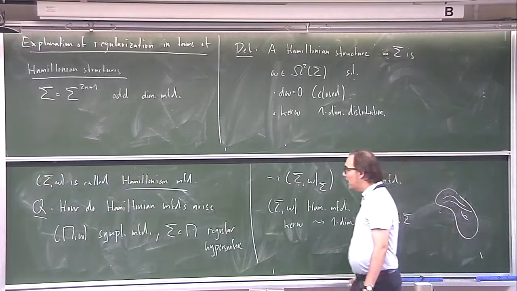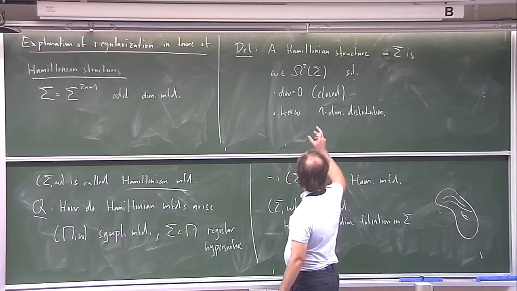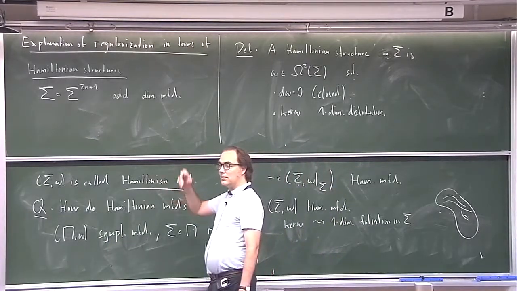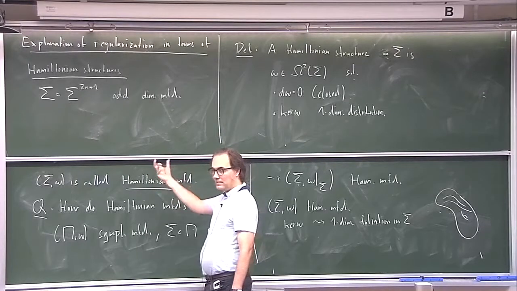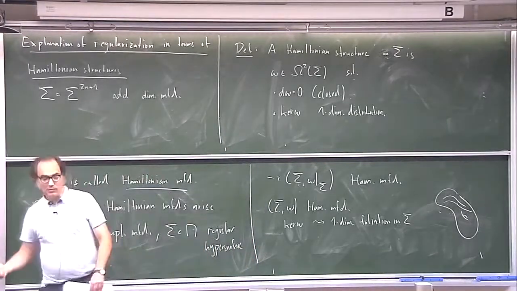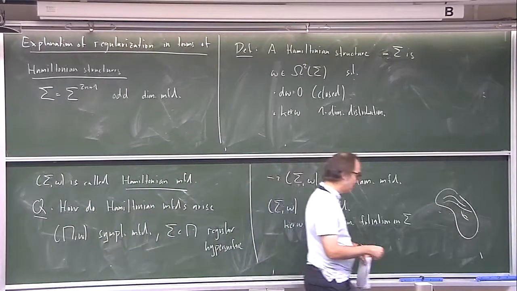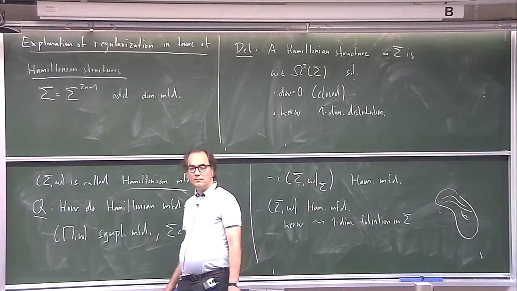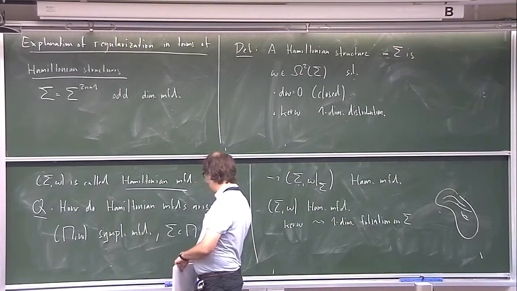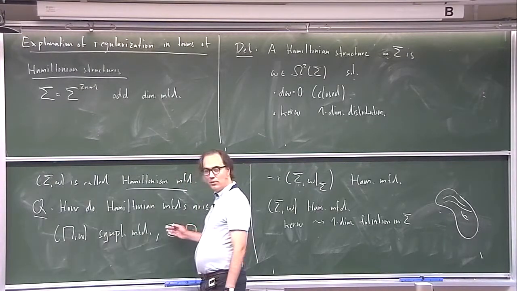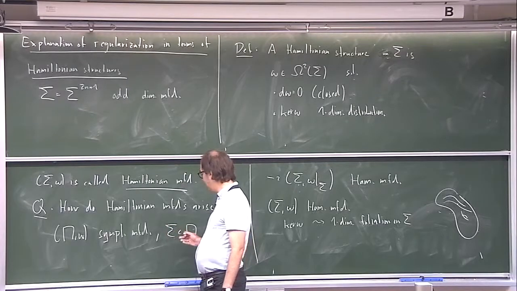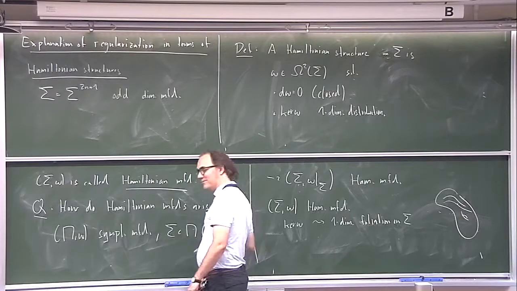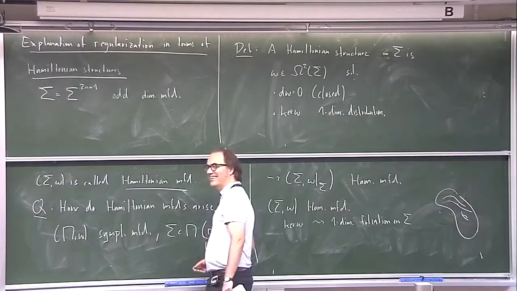And then a regularization of a Hamiltonian manifold, if sigma is non-compact, is just a dense embedding into a compact manifold. What does regular mean? Regular hypersurface? Also, the hypersurface has no singularities. Yes, so it's a non-singular hypersurface. Yeah.